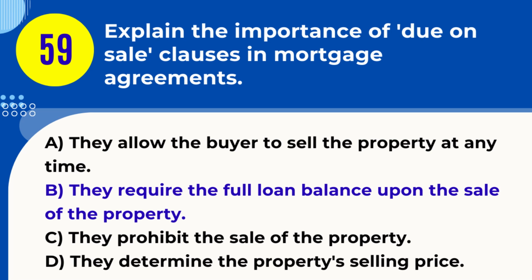Answer. B. They require the full loan balance upon the sale of the property. Explanation. A due on sale clause requires that the full remaining balance of the mortgage be paid when the property is sold.